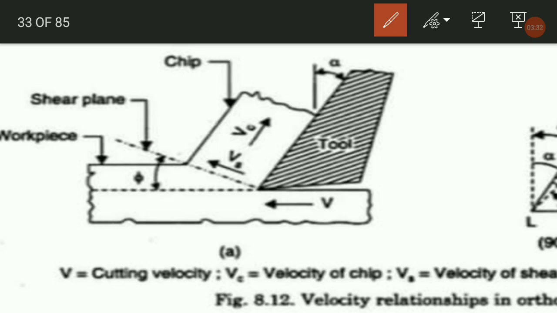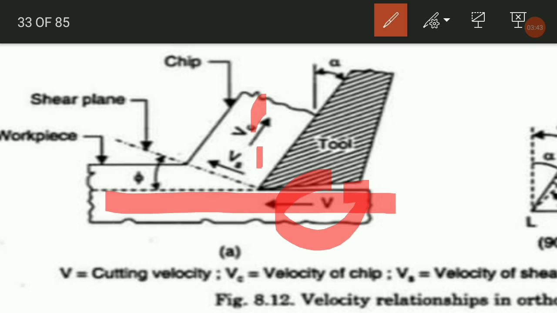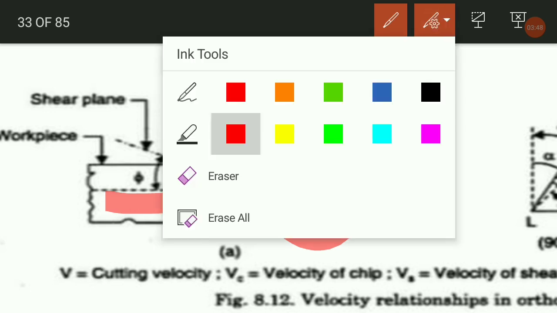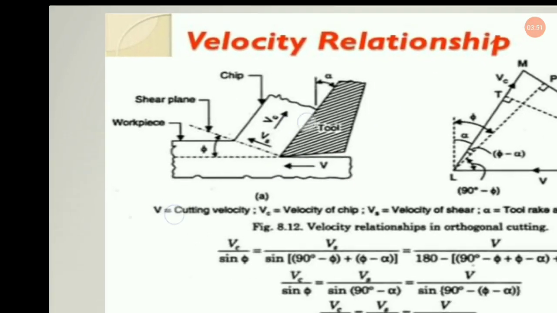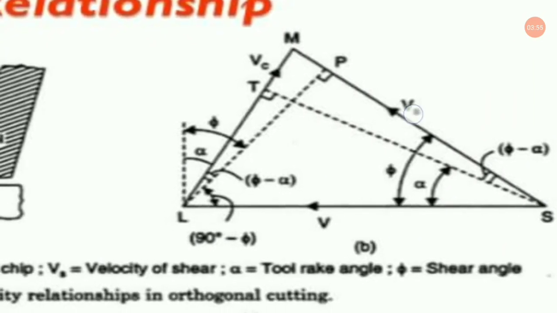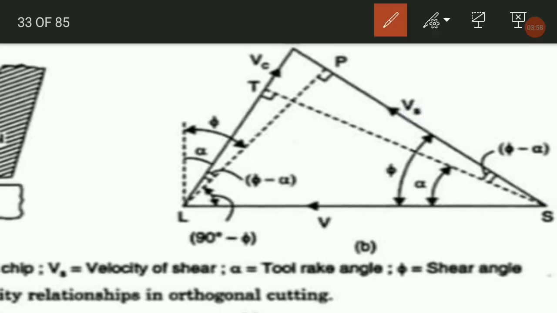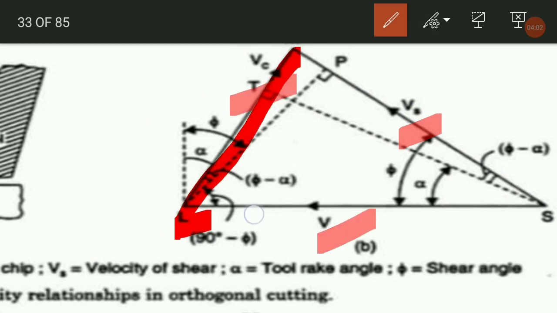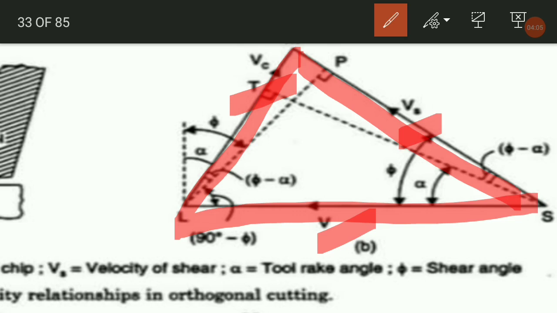Now, last thing, this is the cutting velocity. These two velocities, VC and VS, along with the cutting velocity, would form a closed triangle. Let me show you these three velocities. Look, here you will find the closed triangle. Here is the VS, here is the V, and here is the VC. So this is the closed triangle.